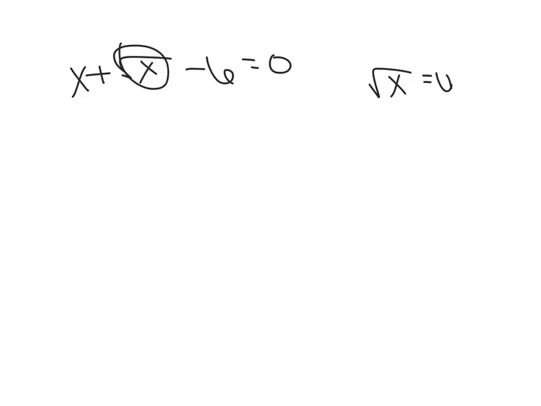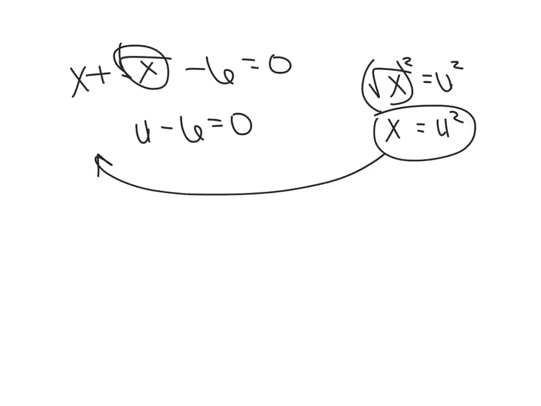Okay, so let's write it as square root of x is going to be u. Well, if the square root of x is u, then when we square the square root of x, what do we get? We get x. So when we square both of them, we get u squared equals x. And that's what we're going to put right there, because we've got an x there, so we're going to write it as u squared. I know this is really hard to do, isn't it?